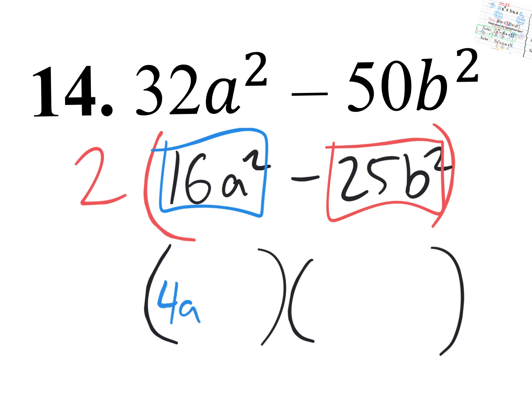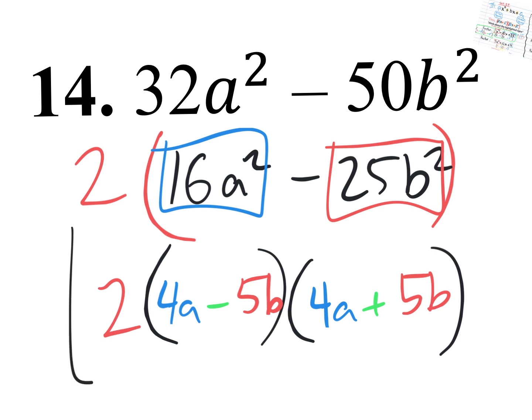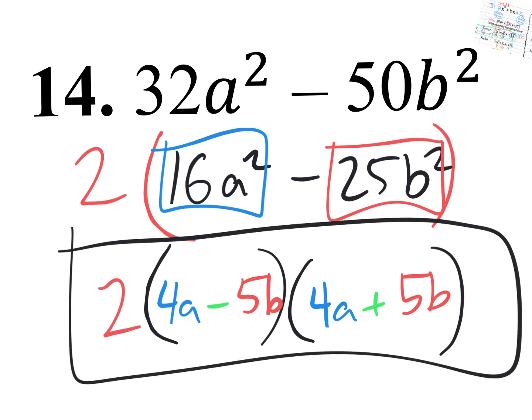That'll become 4a, so you put a 4a as the first part of each of those binomials. And then you do the square root of 25b squared. That'll be 5b as the second part of each of those binomials. And of course, the signs have to be different. One has to be a minus, one has to be a plus, or plus and minus. What about that original GCF of 2 that we pulled out? Simply bring it down in your final factored form. So here's your answer for number 14. 2 times that binomial times that binomial.